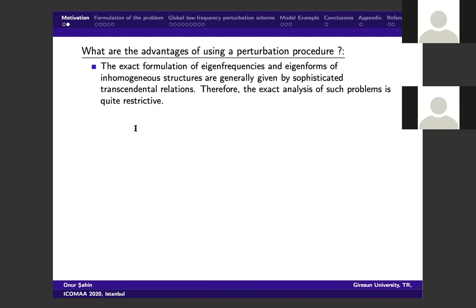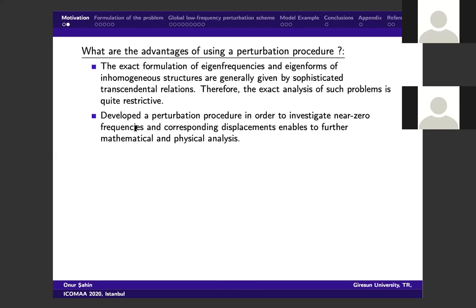And what are the advantages of using a perturbation procedure? Why we will develop a perturbation procedure for such problems. It's clear that the exact formulation of eigenfrequencies and eigenforms of inhomogeneous structures are generally given by sophisticated transcendental relations. Therefore, the exact analysis of such problems is quite restrictive.